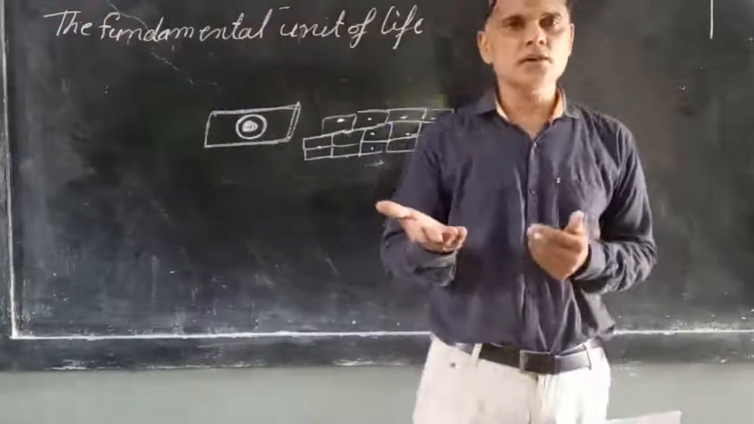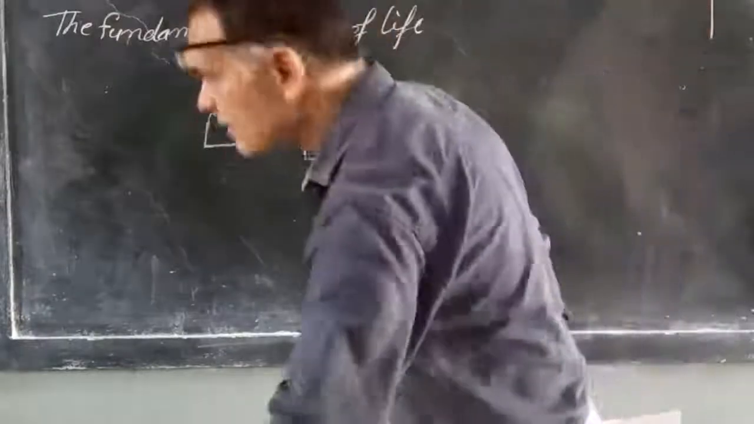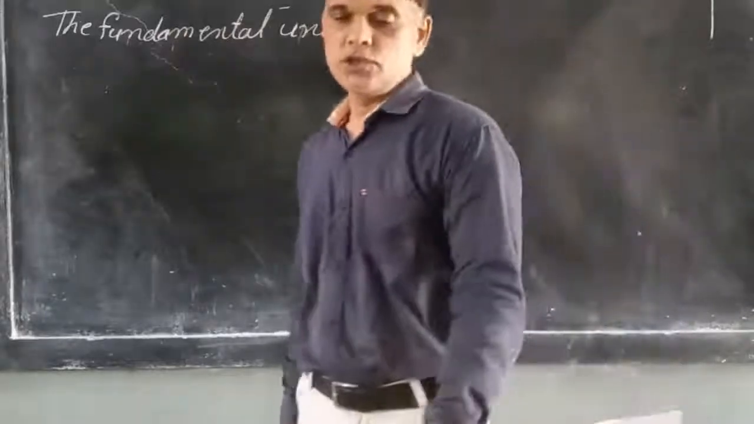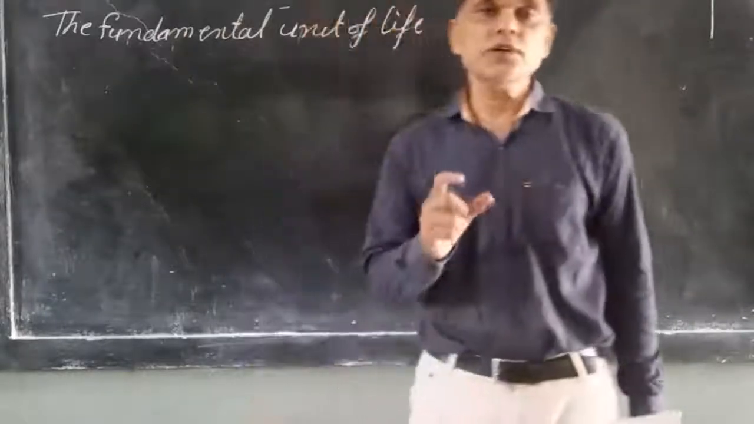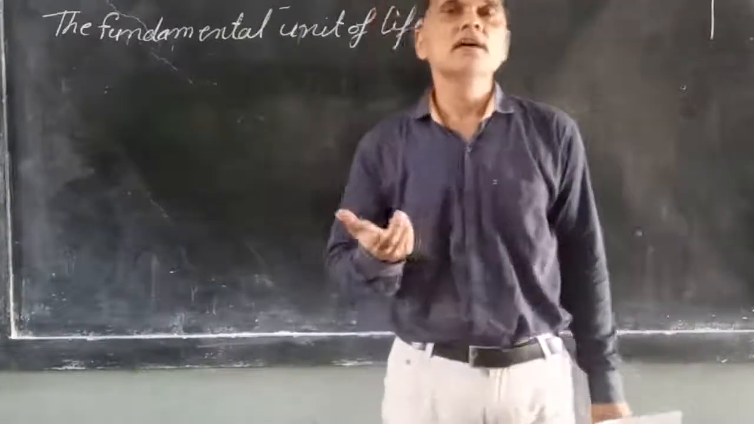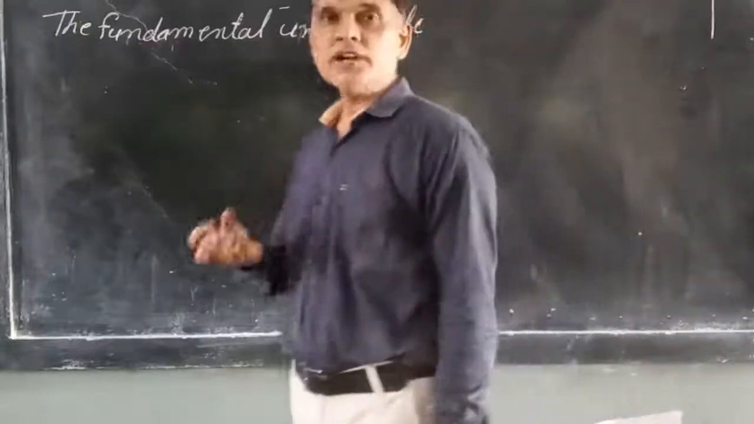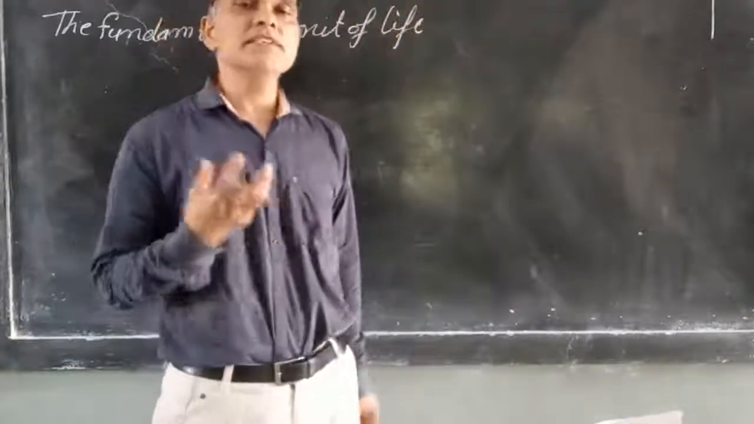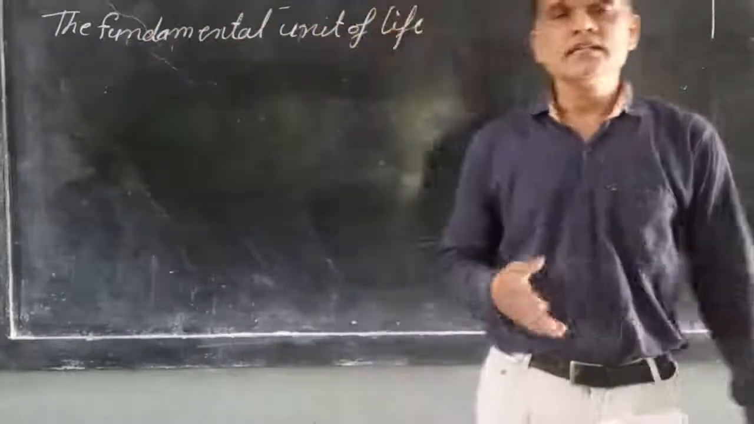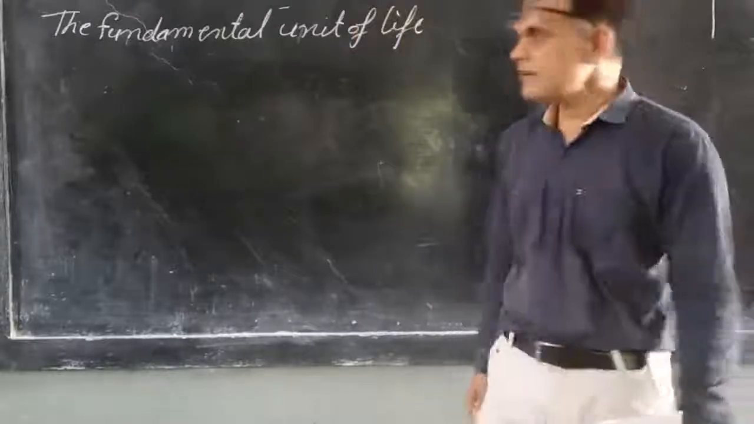The cell was first observed by Robert Hooke, then the living cell was observed by Leeuwenhoek. After that, Robert Brown observed the nucleus inside the cell, in the root cells of the orchid plant. Then J. Purkinje gave the term protoplasm, the liquid substance inside the cell. The cell theory was proposed by two scientists, Schleiden and Schwann.